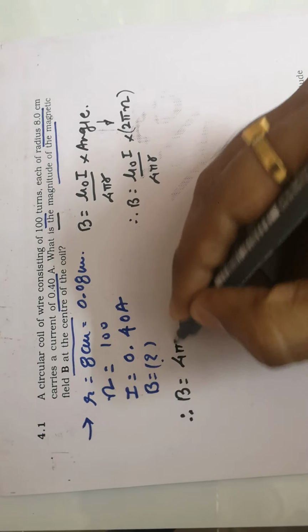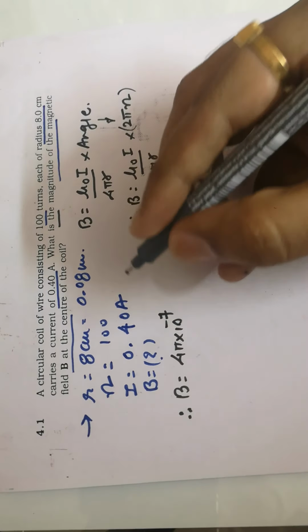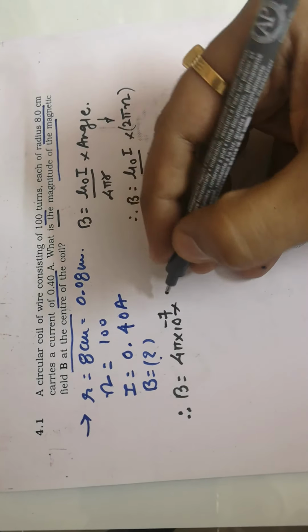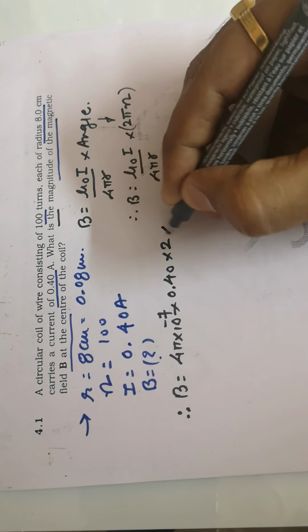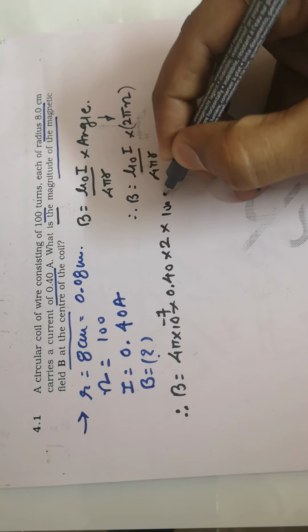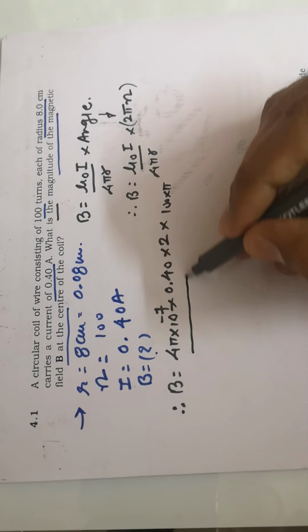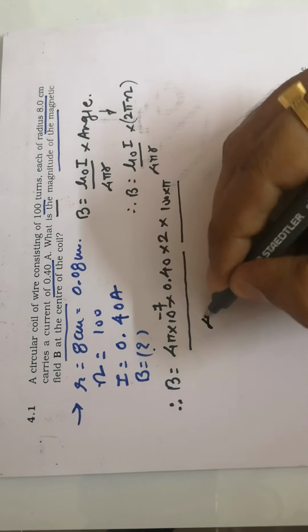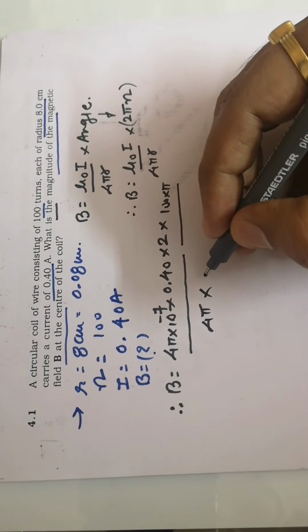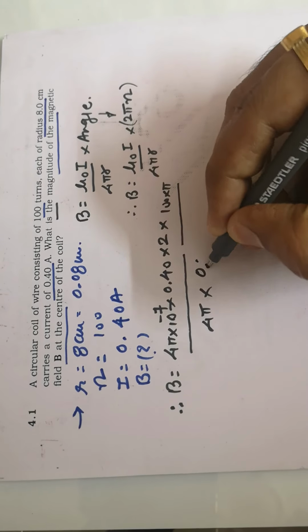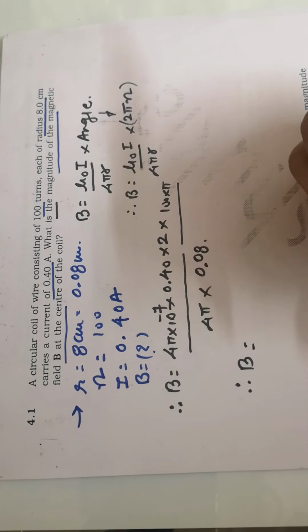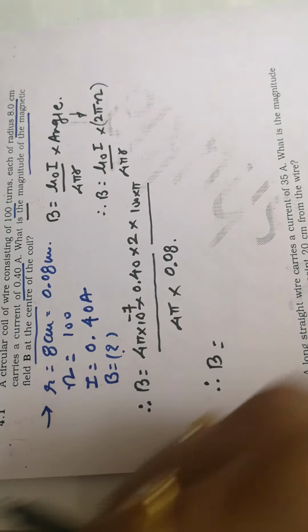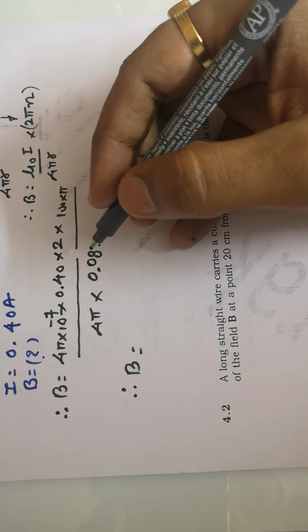You are aware of the value 4 pi times 10 to the power minus 7 in SI units is the value of our mu 0. Our current and all that data I am putting: 0.40 multiplied by 2, again multiplied by 100 and pi, and divided by 4 pi, and the value of our radius is 0.08. Whenever you are solving examples of chapter number 4, keep in mind, don't try to put or remove that pi, because sometimes it is directly cancelled out.